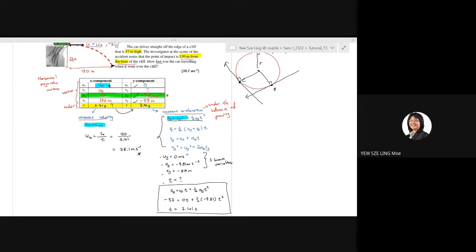So far, any questions regarding projectile motions? No, ma'am. Good. Make sure you understand, because usually one projectile motion question is worth up to 7 marks. One question like this can go up to 7 marks.